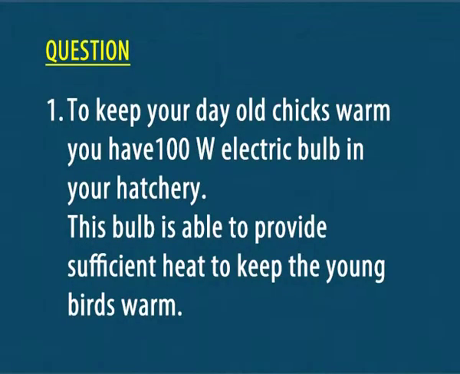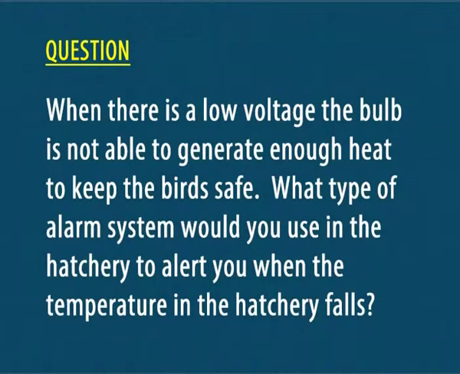Let's look at the question. To keep your day-old chicks warm, you have a 100 watts electric bulb in your hatchery. This bulb is able to provide sufficient heat to keep the young birds warm. When there is a low voltage, the bulb is not able to generate enough heat to keep the birds safe. What type of alarm system would you use in the hatchery to alert you when the temperature in the hatchery falls?